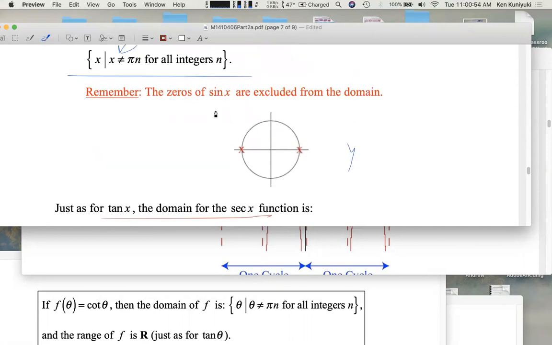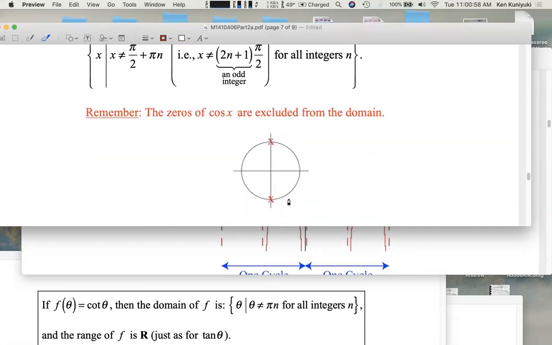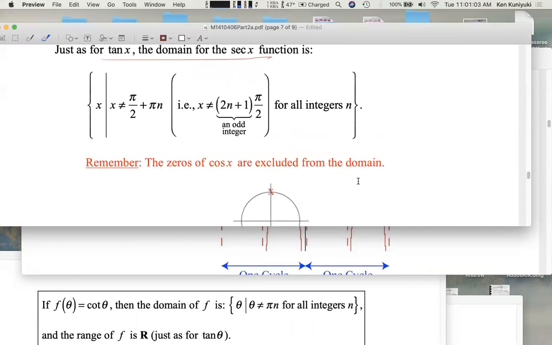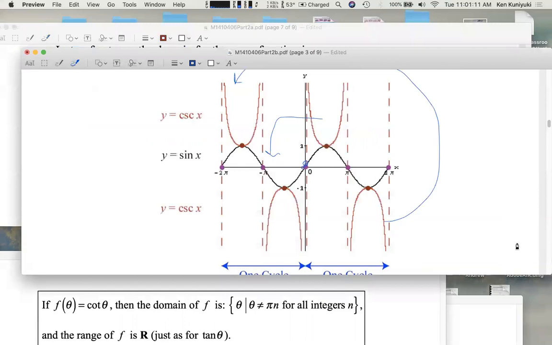Up here, we have a problem when sine is 0. Over here, we have a problem when cosine is 0. For example, at pi over 2. For secant of x, like for tangent of x, we have VAs at x equals pi over 2 plus pi n.